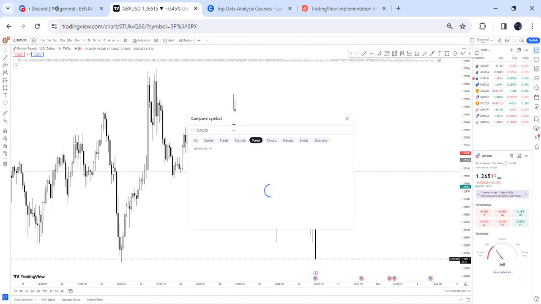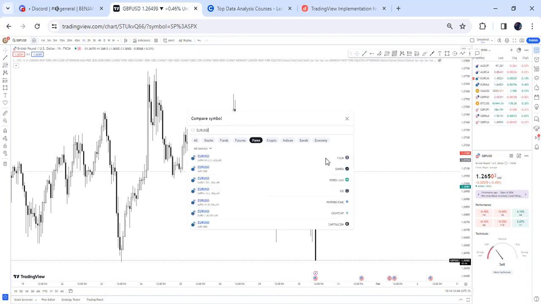That's what I want to compare. All right, so this is Euro USD. So now you can see same scale, new price scale, and new pane. All right, I'm going to click on new price scale. All right, new price scale is what you select.